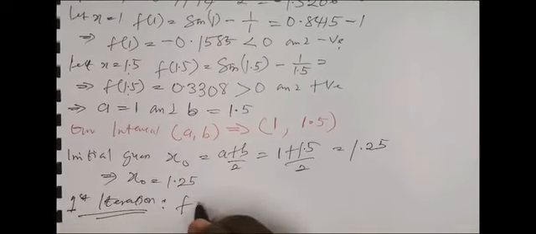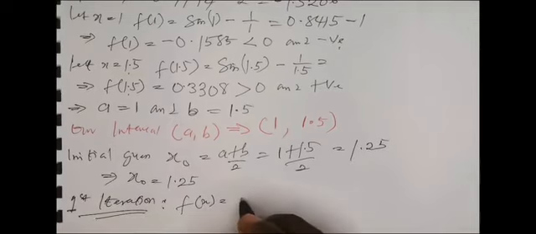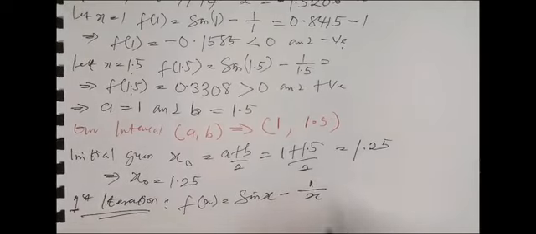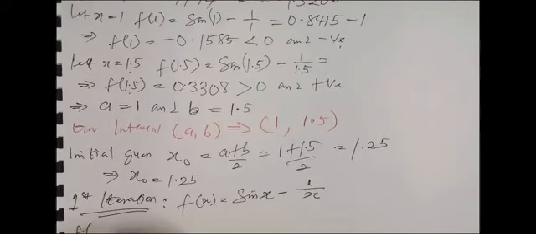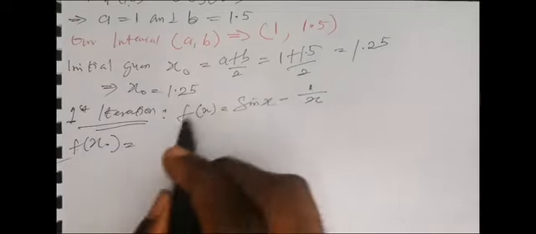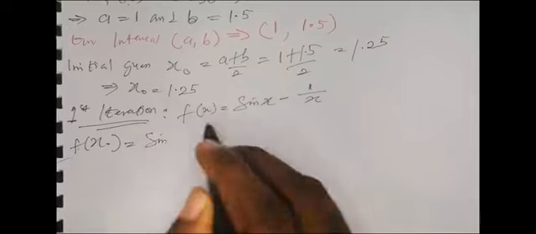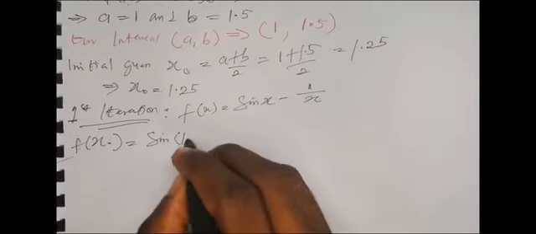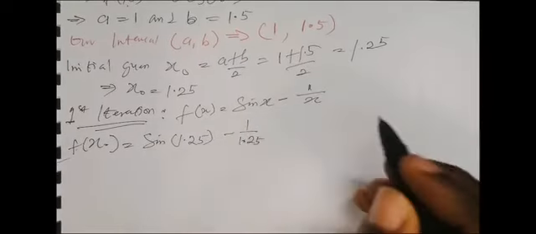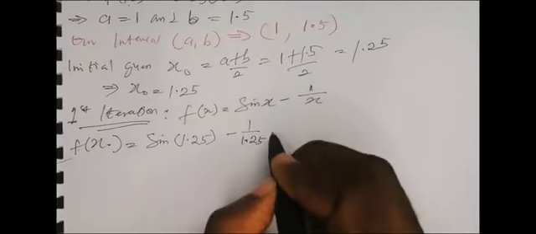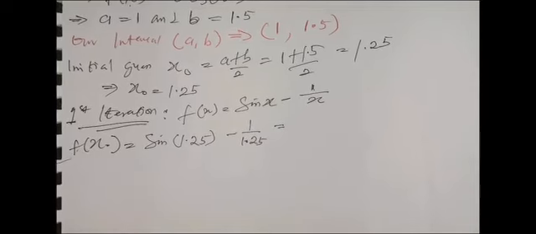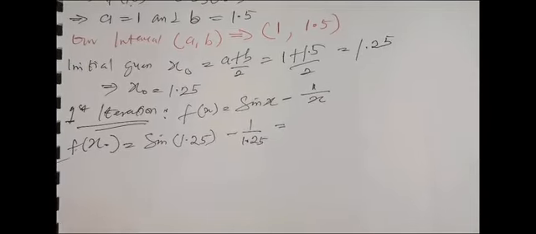So, not forgetting the function f(s) = (sin s − 1) / s. Now we find f(S0). You plug the value of S0 into this equation. It becomes sin 1.25 minus 1 divided by 1.25. I'm punching everything together just to save time. Do well to punch along with me as well.